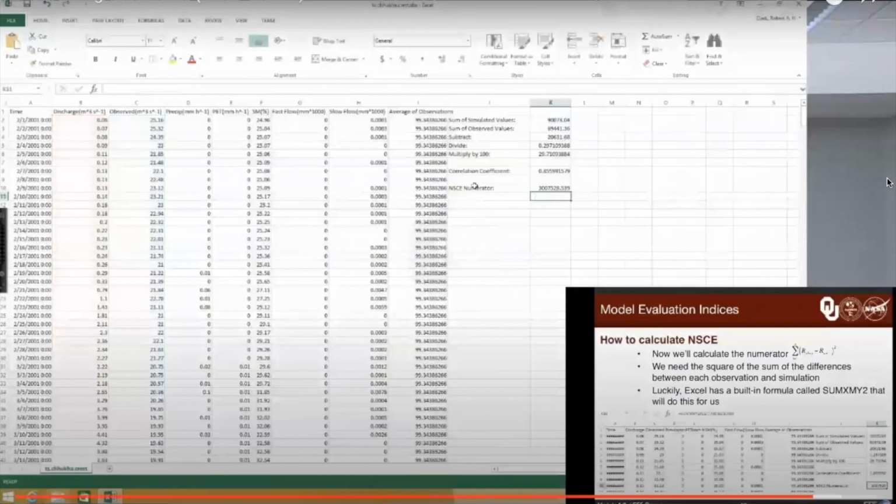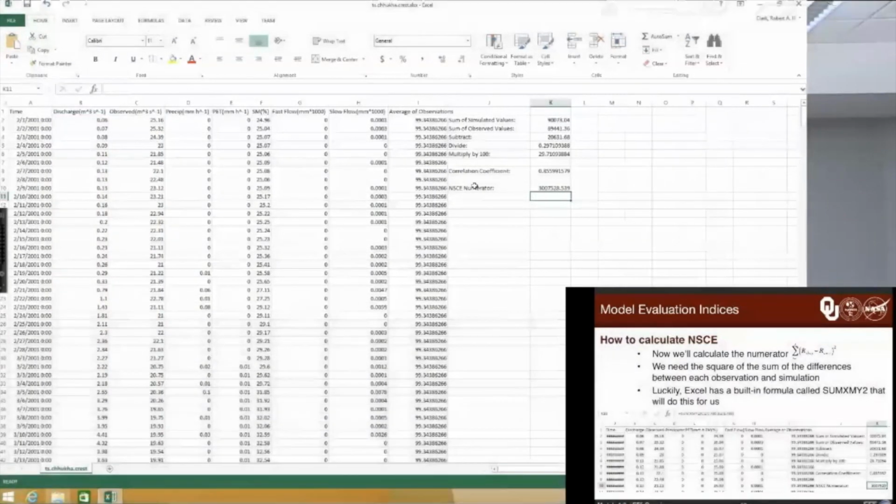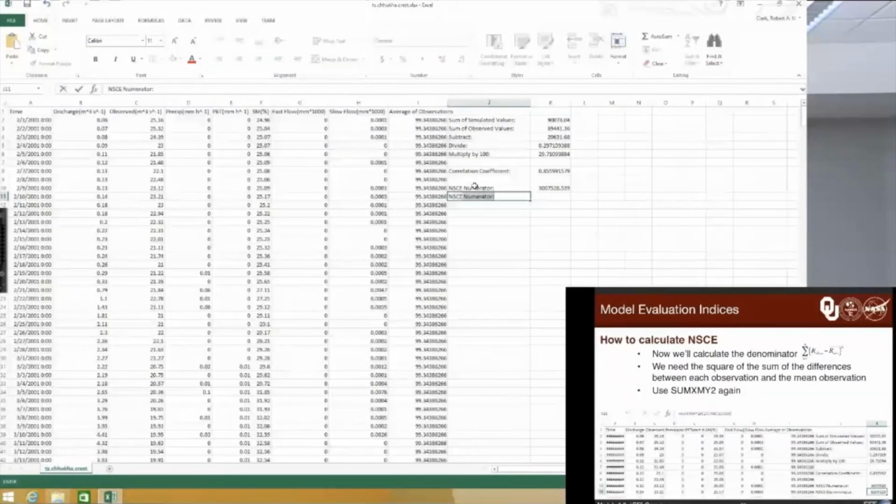C700, comma, B2 colon B700, close parentheses. You press enter. You'll get some huge number that's around 3 million or so. The number itself is not important. What we need is the end value. Now we're going to go and do the same thing for the denominator.